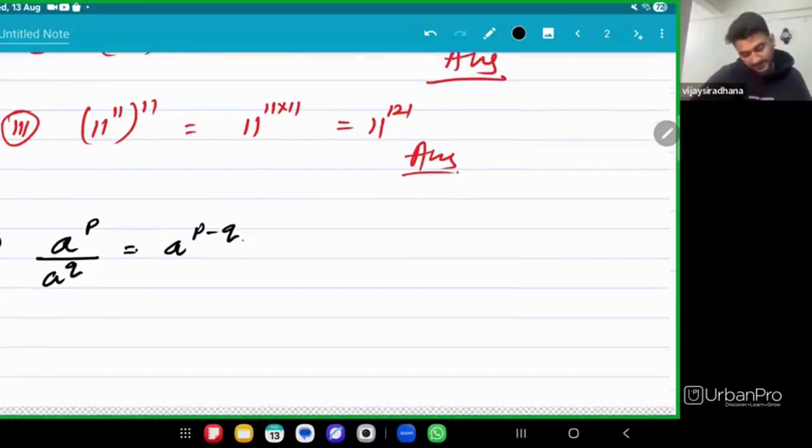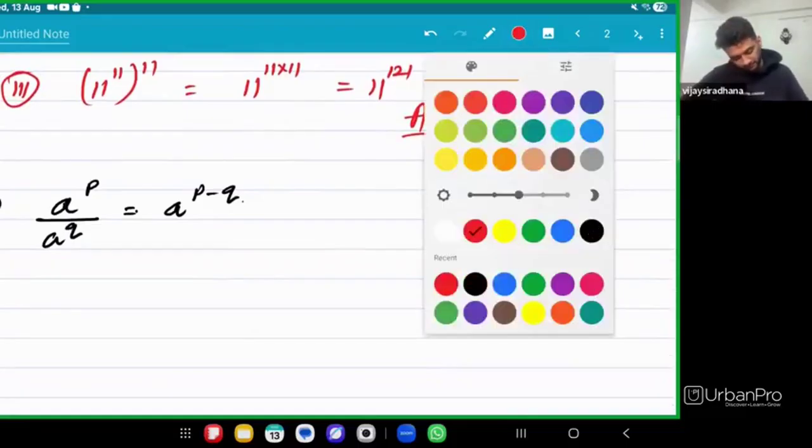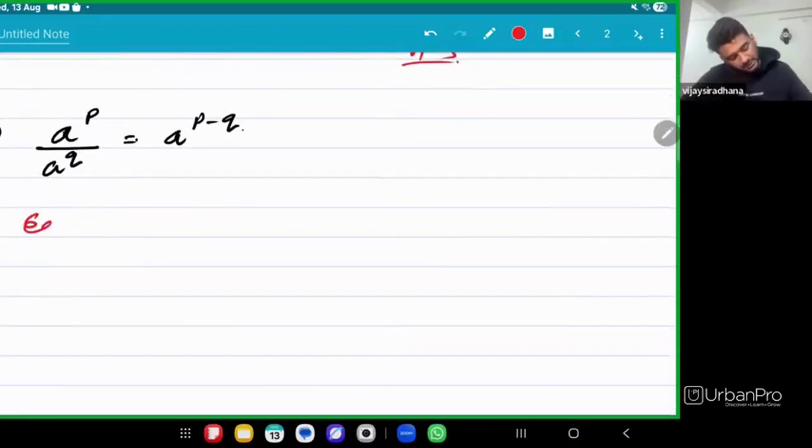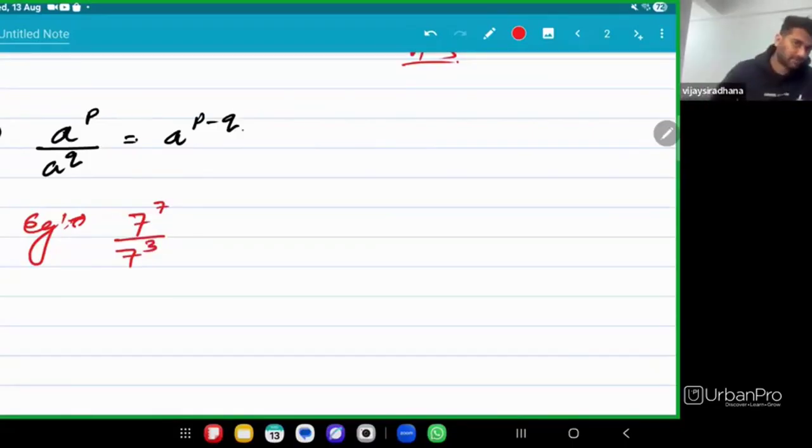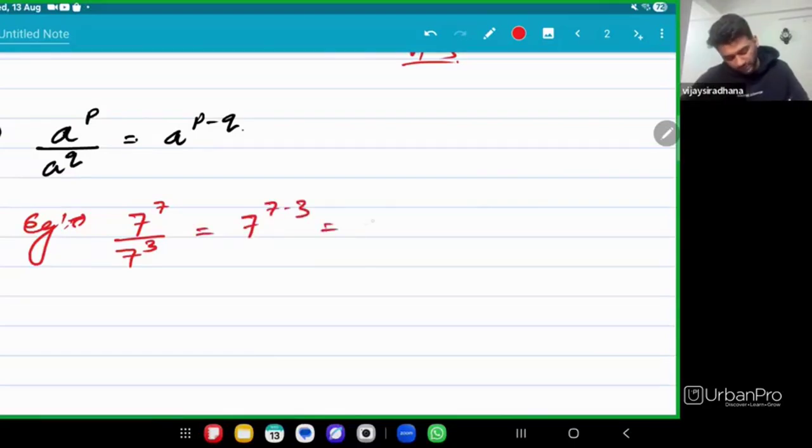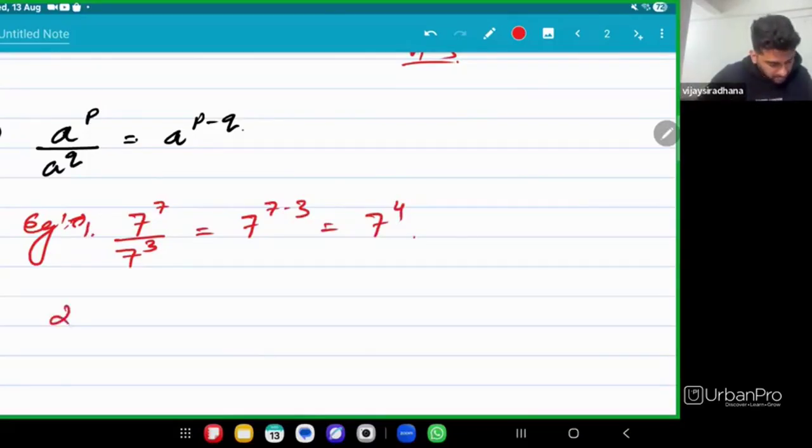Now how will we do this? Let's see an example. Suppose a question is given: 7 to the power of 7 divided by 7 to the power of 3, then what will be the answer? This one would be 7 to the power of 7 minus 3, so 7 to the power of 4. This was example number 1.